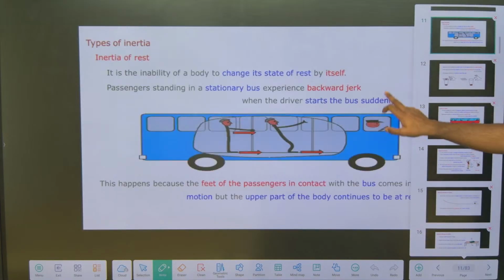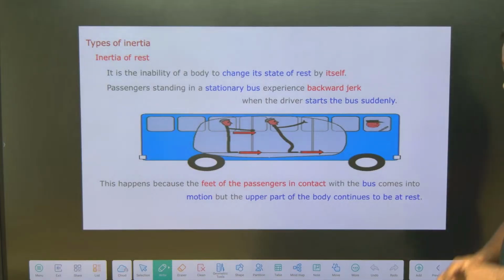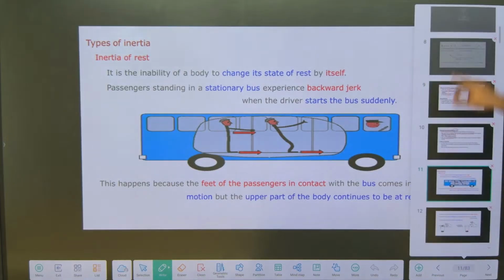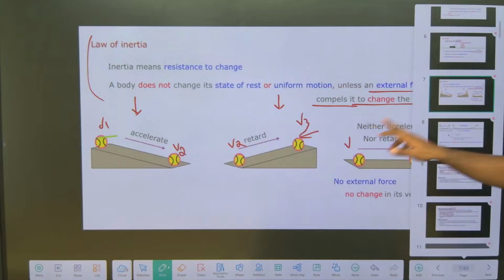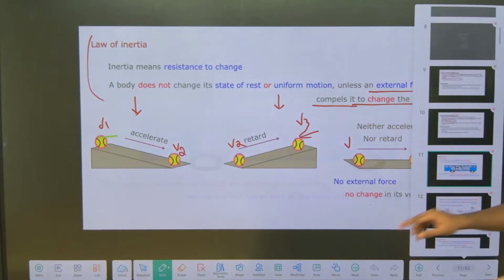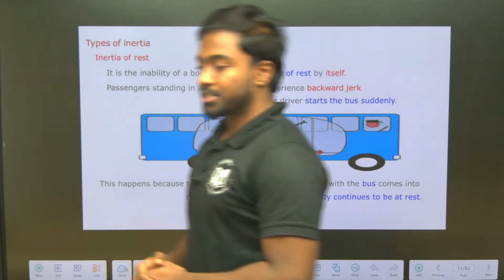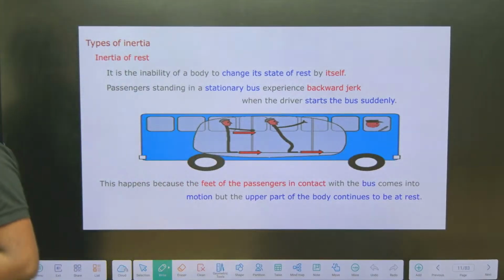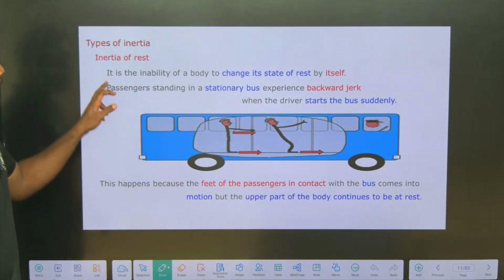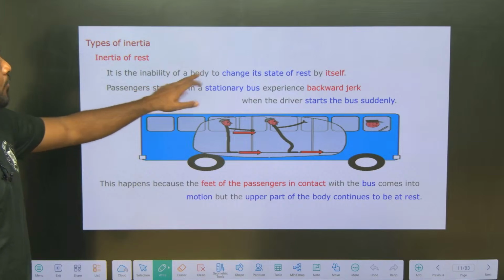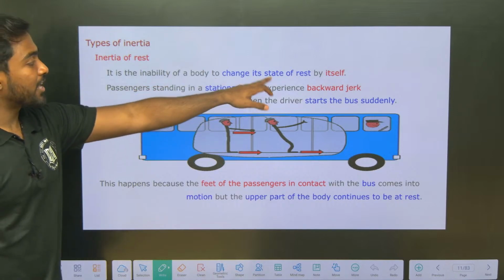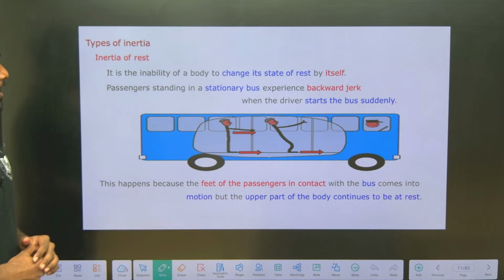Next one, types of inertia. Now we have talked about what the law of inertia is, right? Next is types of inertia. Inertia of rest, first thing. Inertia of rest is the inability of a body to change its state of rest by itself.